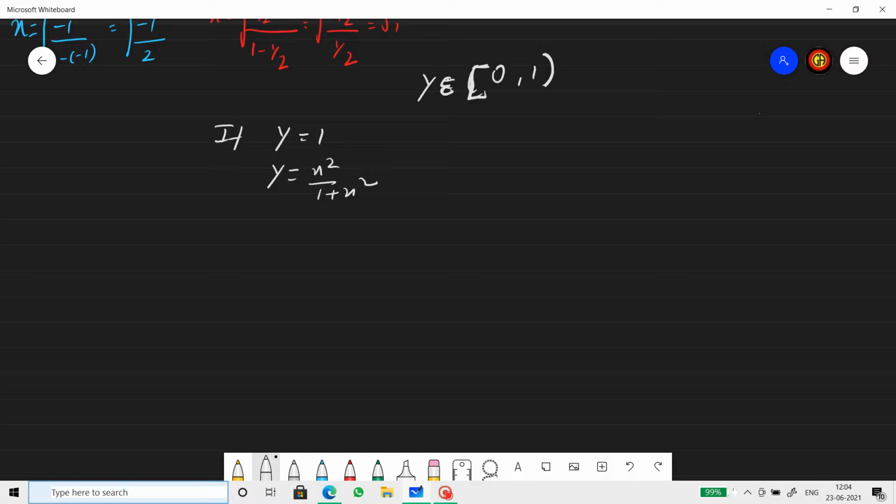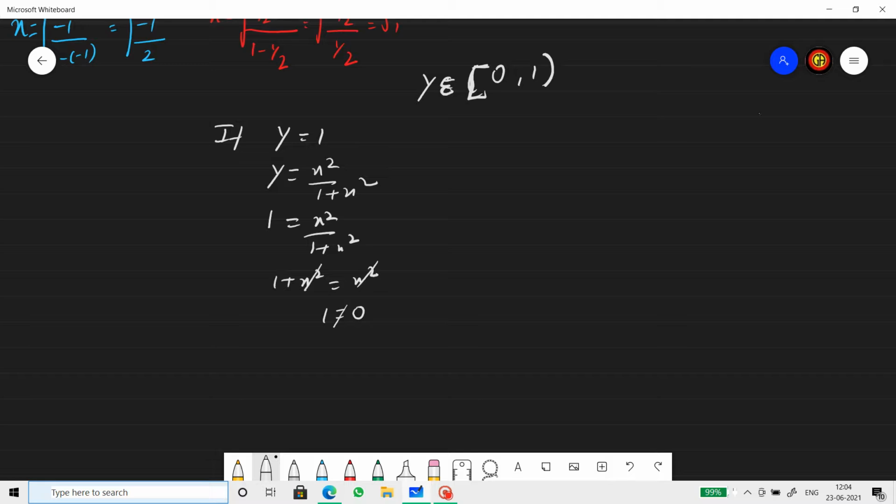Now, before we conclude the range, we need to be very sure whether what we excluded is actually right or not. So I'm considering y as 1. So I get x square by 1 plus x square equals 1, so 1 plus x square is equal to x square. Does it make sense? x square gets cancelled, I get 1 equal to 0. 1 can't be equal to 0, right?